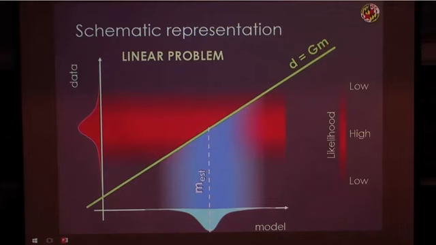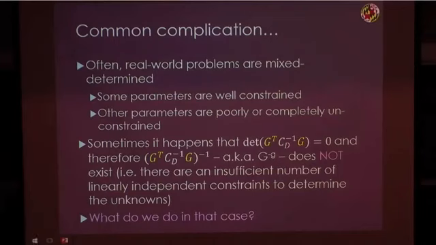A common complication. So far we've worked with this very simple problem that's either even determined or overdetermined. But in reality, in many problems of interest, we have what are called mixed determined problems. In these problems, some parameters are well constrained, they might be excellently constrained, and other parameters are poorly, or in some cases, completely unconstrained. In other words, you have no ability to uniquely resolve the value of one of the model parameters. But you can do a really good job with the others, though you can't strip out the one from the others.